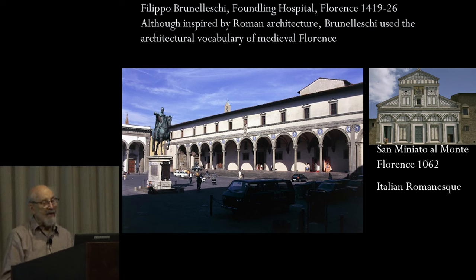Brunelleschi went back to Florence, and his first architectural commission was a foundling hospital for the Silk Guild. An ostentatious, charitable building for the poor in a city where I'm sure there were a lot of foundlings. Brunelleschi was inspired by Rome. And yet, as you see, looking at the picture on the right, he is really using just as much the vocabulary of medieval Florence. This arcade with many arches carried on slender columns is so elegant, and this really is the beginning of a Florentine style.